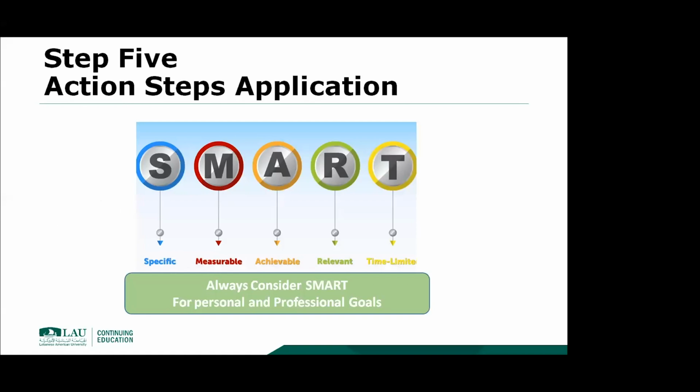SMART goals mean everything you do in life needs to be specific, measurable, achievable, relevant, and time limited. You cannot just say, I want to become the most famous person on earth. You need to take action steps for that. And to do that, you have to write your plan in very clear action steps, baby steps, small steps, achievable steps. So here we go.